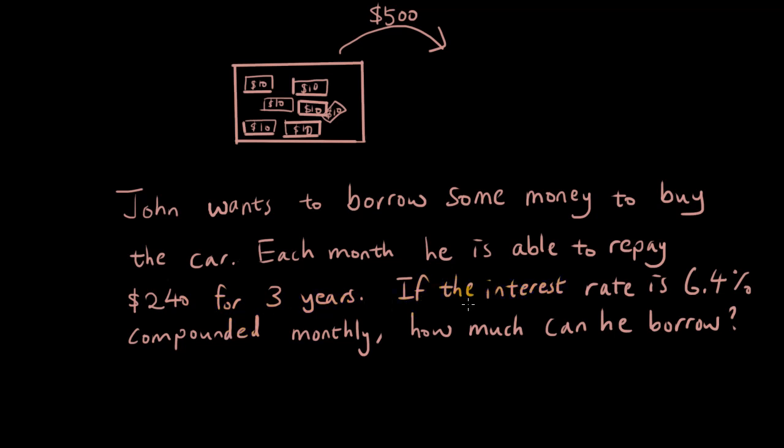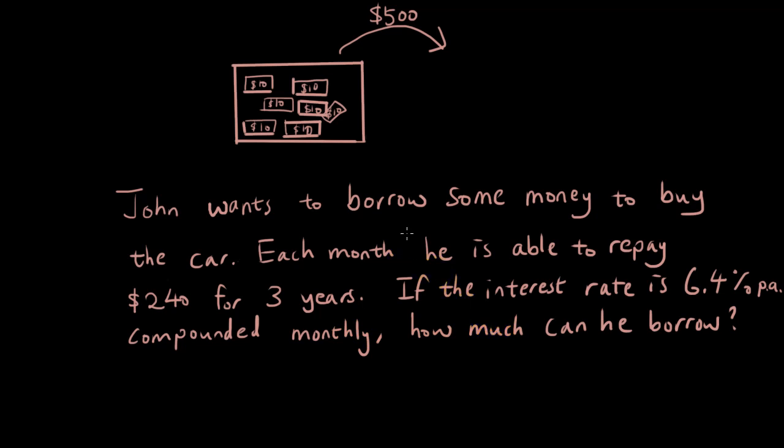If the interest rate is 6.4% per annum, okay, usually the rate is quoted in annum or yearly, means the same thing. Annum and year means the same thing. Compounded monthly. So every month the interest gets calculated and added on. How much can he borrow?